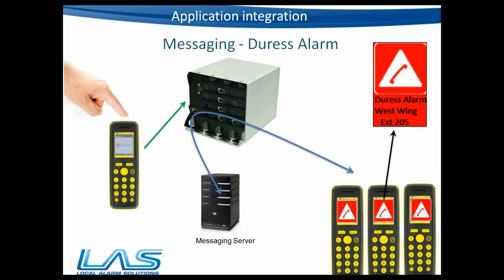Here's an example. So we've got a system, we've got a messaging service, we've got the DECT system that's having the alarm button pushed, and that's then sending the message out to 3 particular handsets, and they're seeing that there's a duress in the west wing, very similar to the video that I showed you further, and extension 205 is the person having that particular duress event.